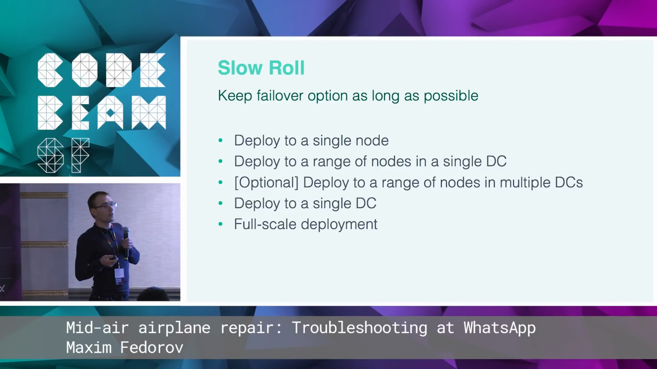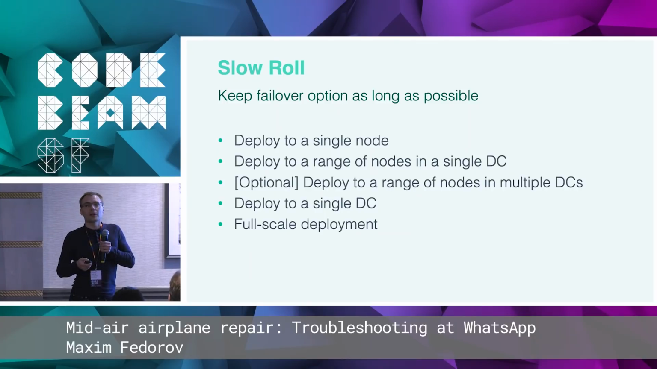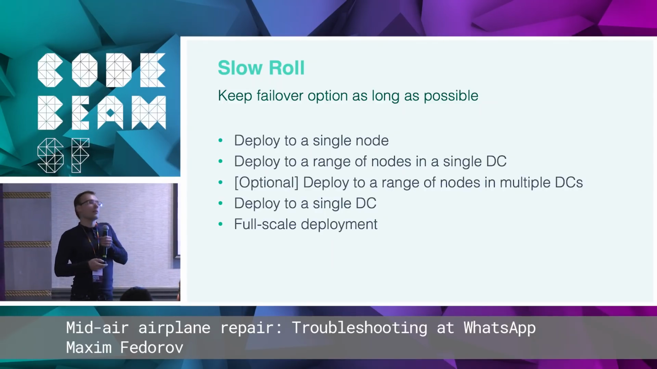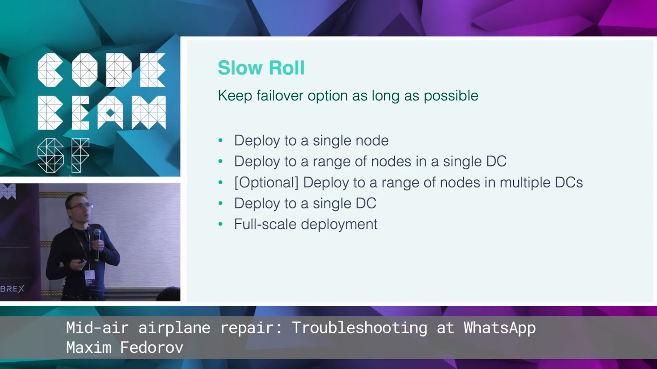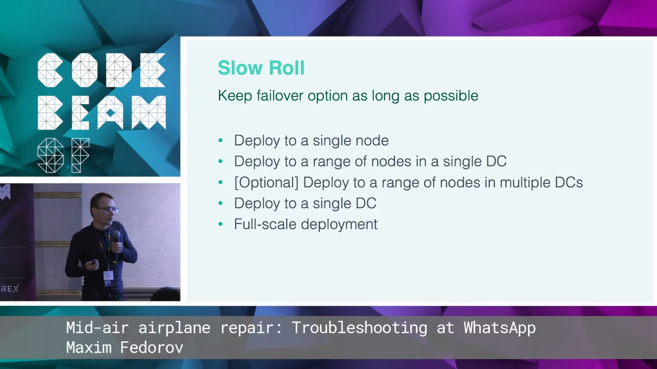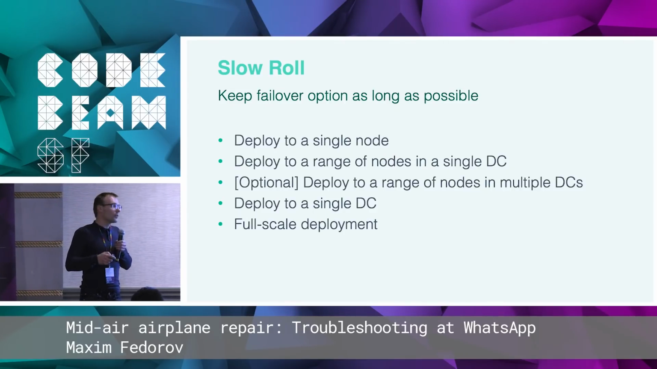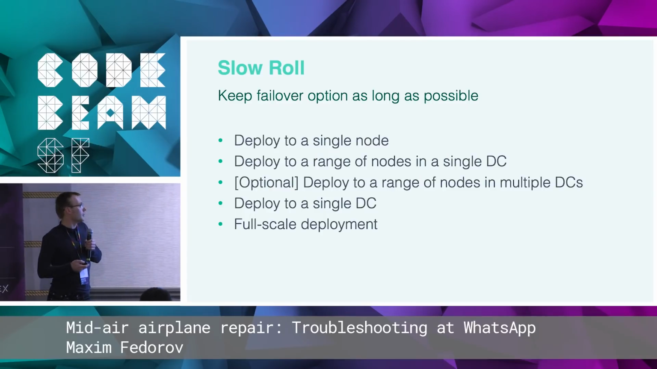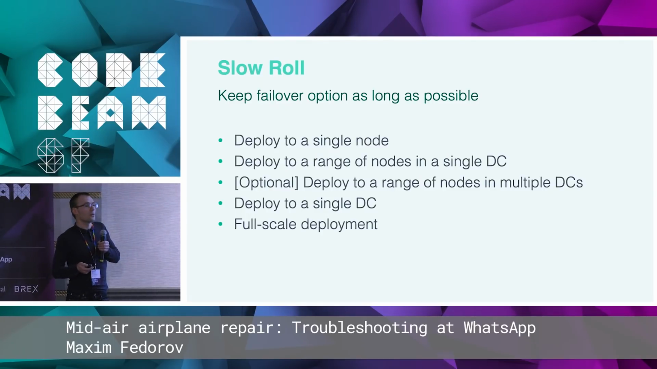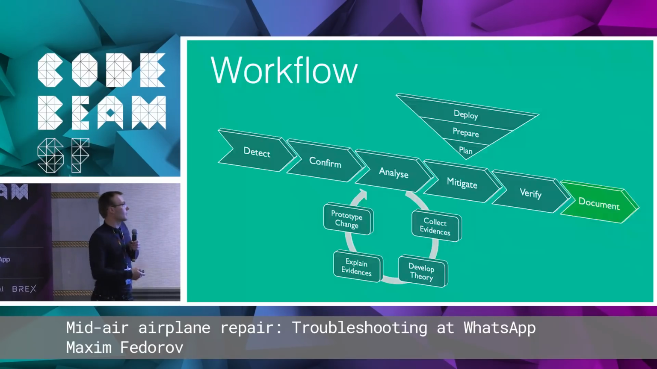Yes, first we start with a single node deploy, because that way we will see one tiny bug. Then we deploy to a range, or maybe multiple nodes in a single data center. Then we see more bugs, and if we see that, then yes, we re-roll the thing. We can optionally roll it to even more nodes, and eventually we get to full-scale deployment. That's a slow roll mechanism that lets us catch problems before they go to all servers in our environment.